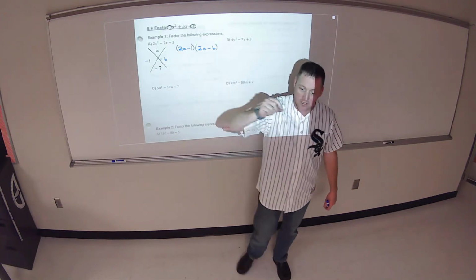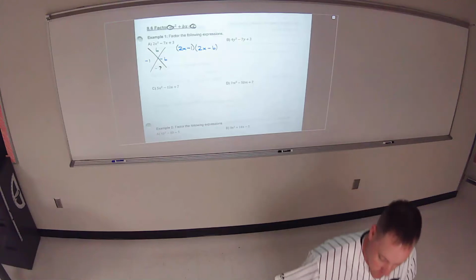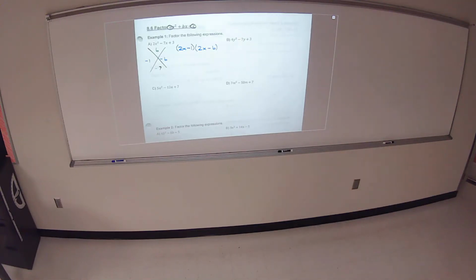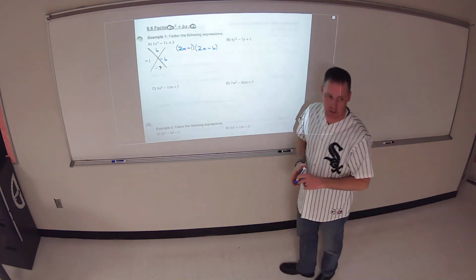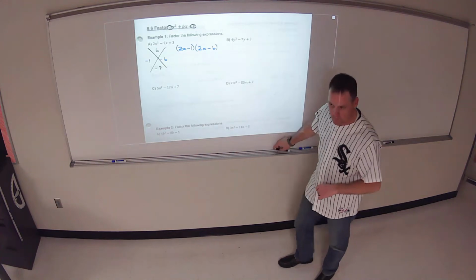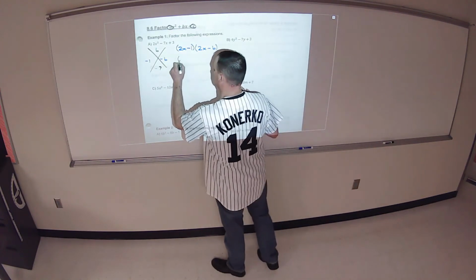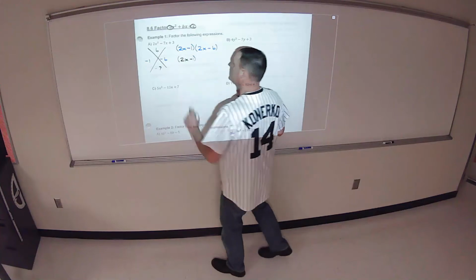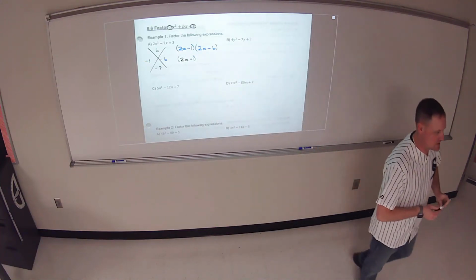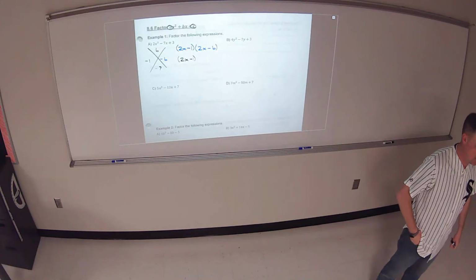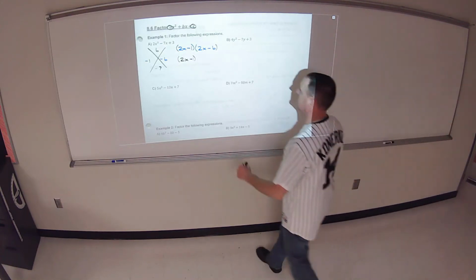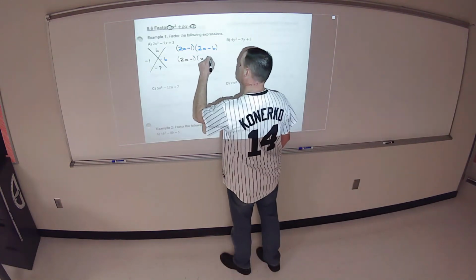So now what's the last part of this say? After we rewrite it, then we need to factor each of the binomials that we have left over. So here's my question. Is there a greatest common factor amongst 2x and 1? No. Okay? That's not going to be able to be reduced. Is there a greatest common factor amongst 2x and 6? Yes. They're both divisible by what? By 2. That becomes x minus 3.